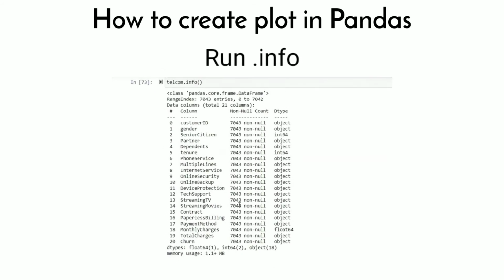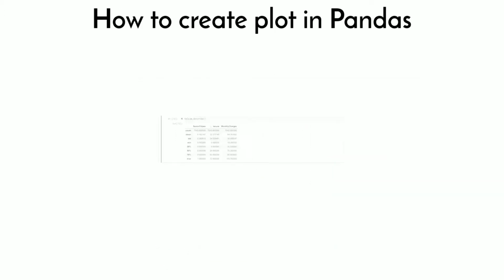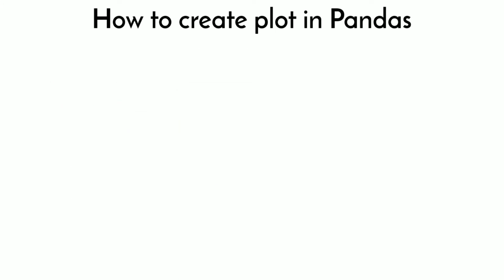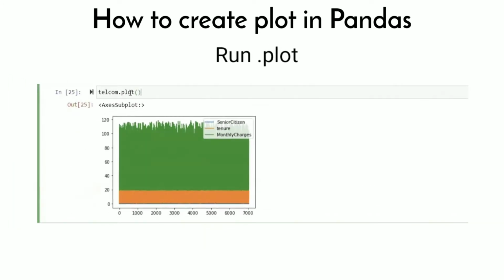The number of numerical data types in our data frame are 3. We have 1 float and we have 2 integer columns. So when we run .describe on our data frame, you see it only identifies the 3 numerical data types, and it's able to do the statistical analysis or statistical breakdown of those particular columns. So when you call .plot, it only identifies the numerical columns and plots them.